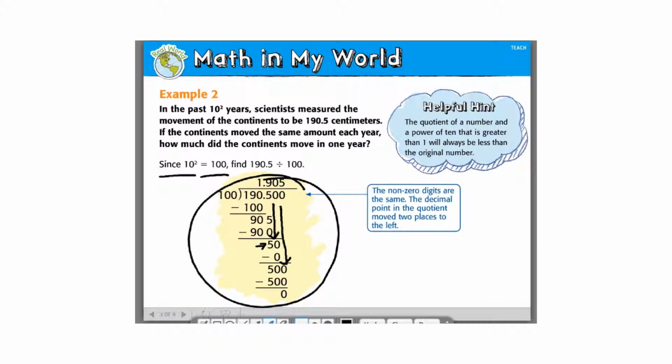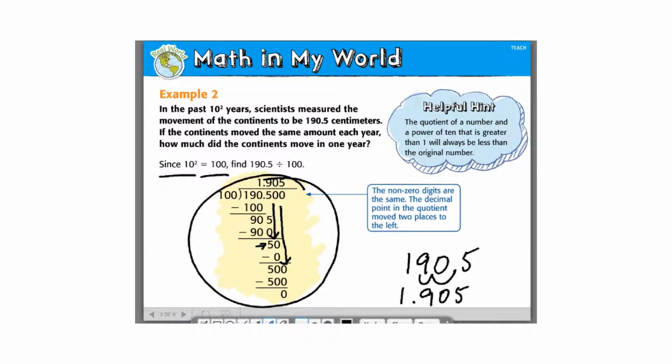Now the trick saves you from doing any of that, because if you have 190 and 5/10, and you're going to divide it by 100, all you have to do is that. Now you have 1 and 905 thousandths. Thank you. The helpful hint.